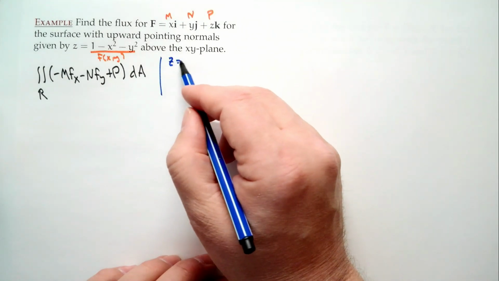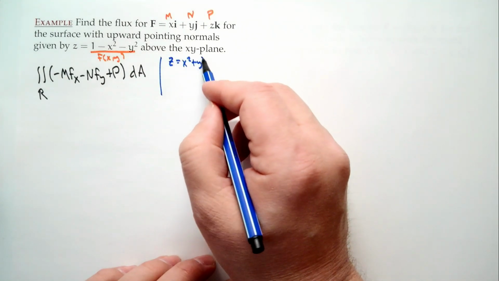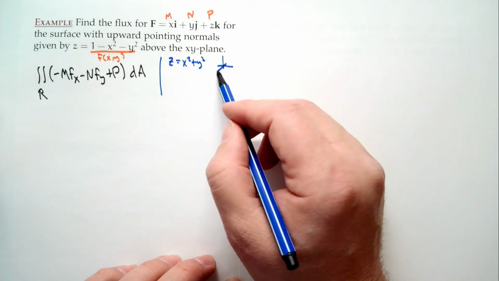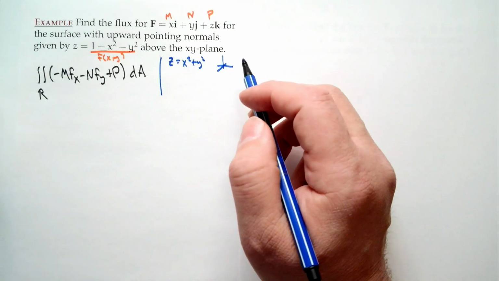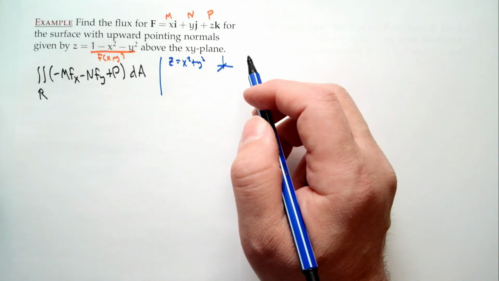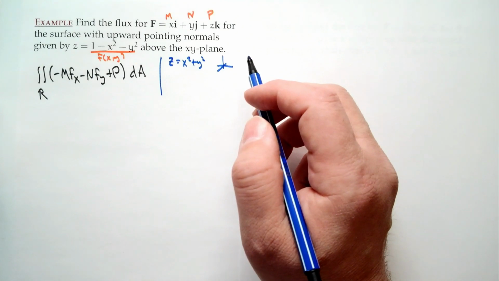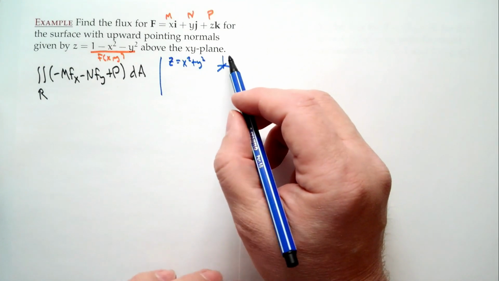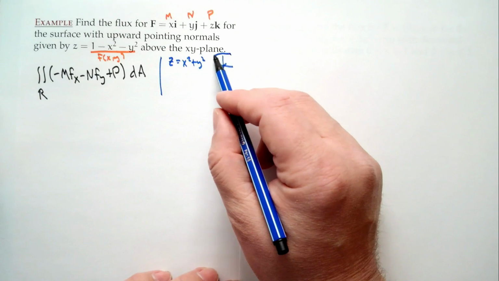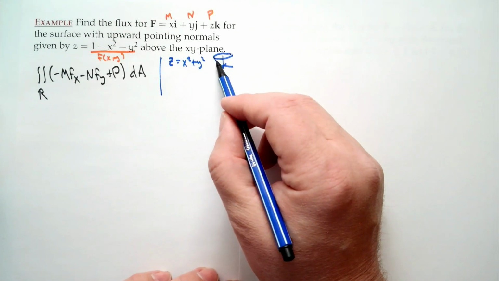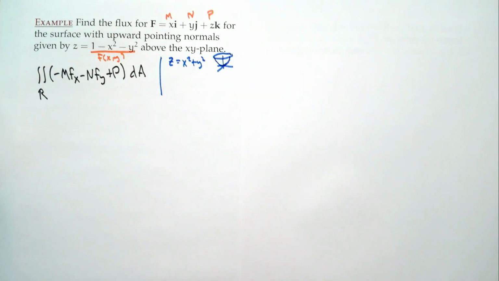Suppose we start with this one. X squared plus y squared. What does that look like? It's been a long break. It's a bowl. That's the paraboloid. So z equals x squared plus y squared. That's one of our classic examples.